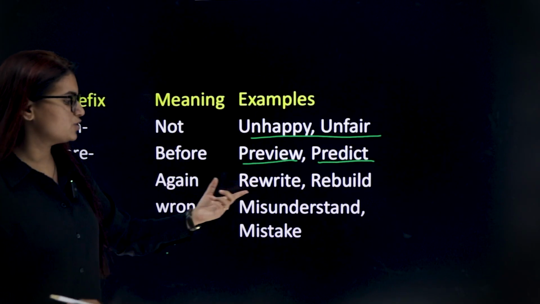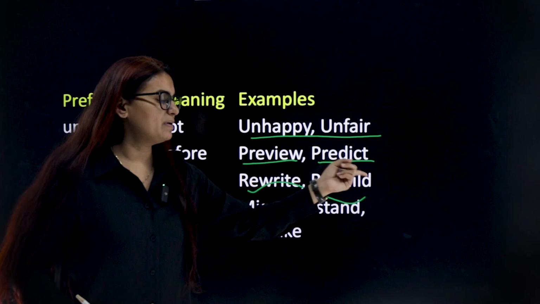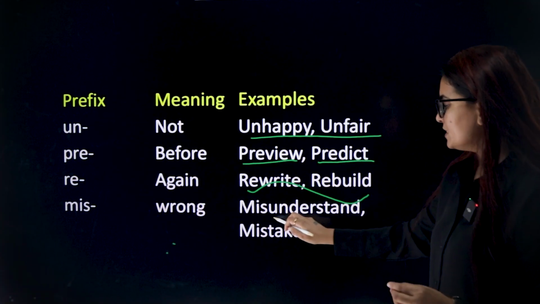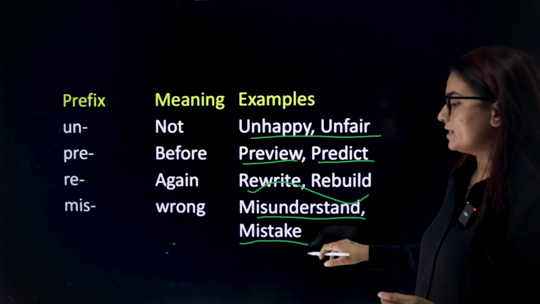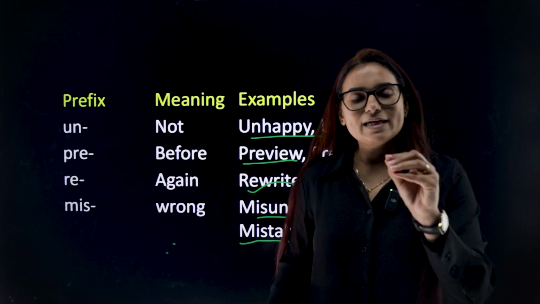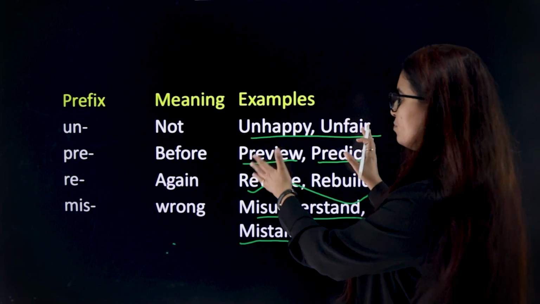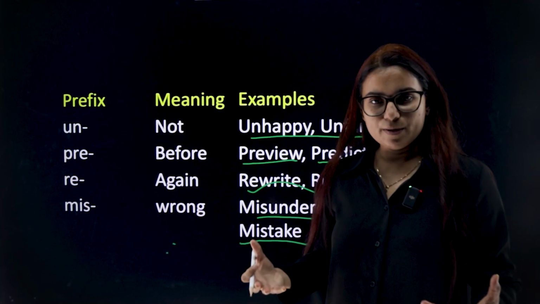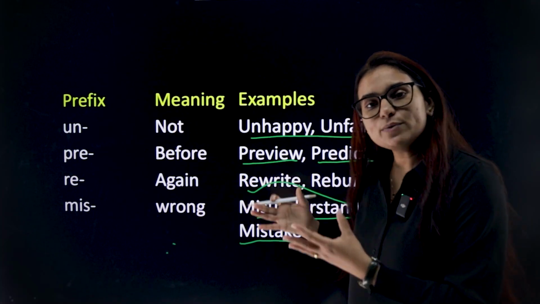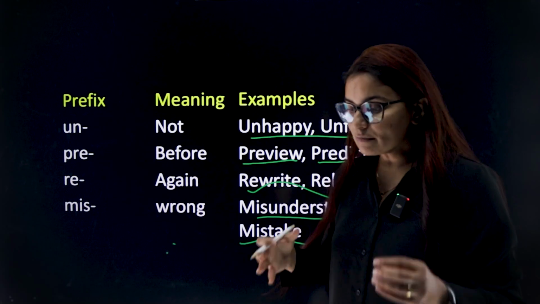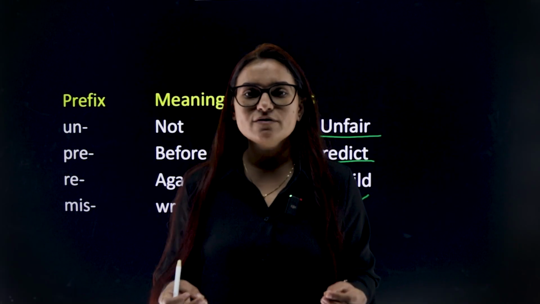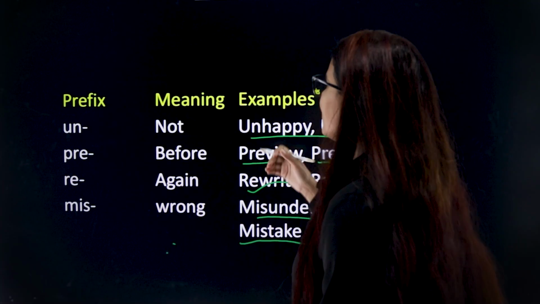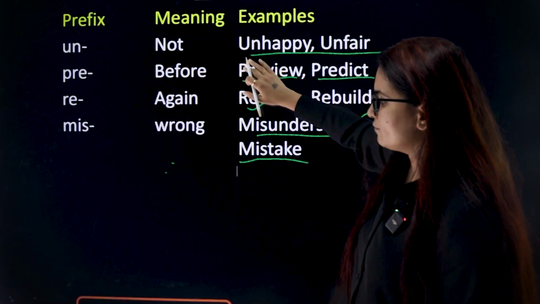Then we have re, which gives rewrite and rebuild. Then we have misunderstand and mistake. Take your time, take at least 5 minutes. Try to break these words into prefix and their root, and try to understand their meanings. This method will become really effective if you work on the examples, if you break each and every word. That's why we have homework as well for you.